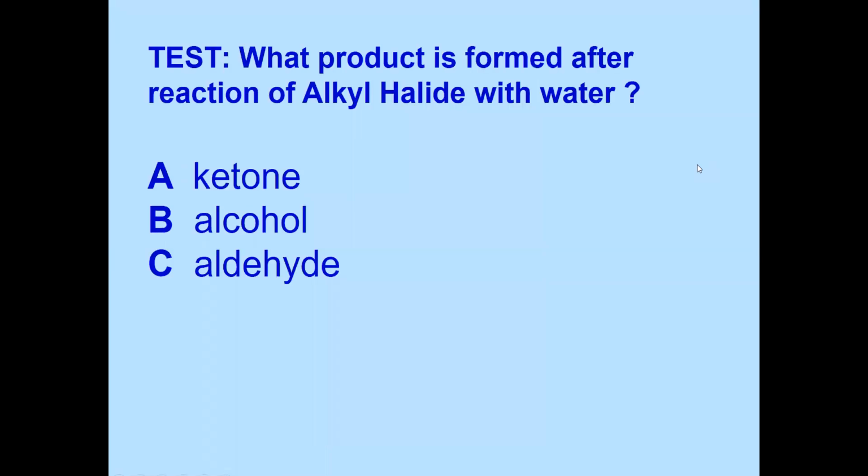Test. What product is formed after reaction of alkyl halide with water? The correct answer is B, alcohol.